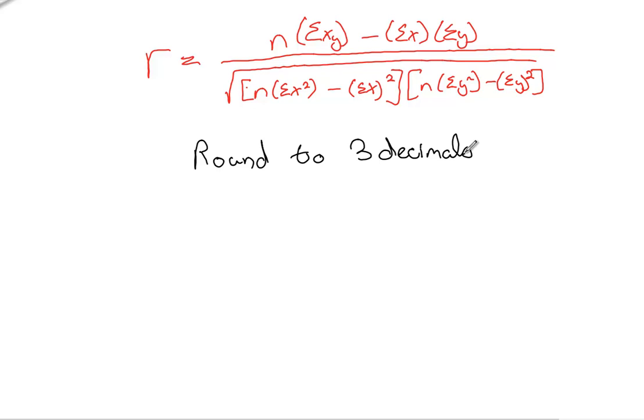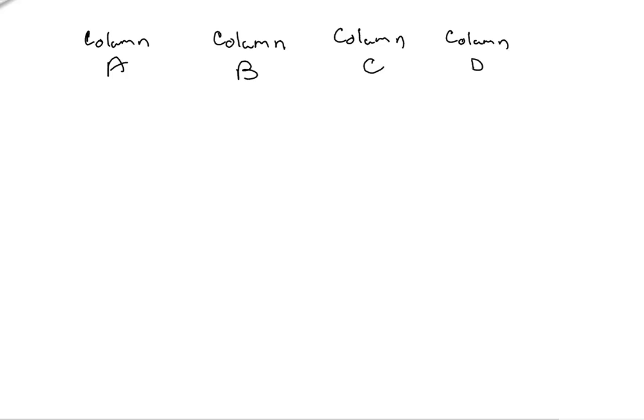Okay? So what we're going to do is make a table, and it's going to have 5 columns. And I'm going to call them column A, column B, column C, column D, and column E.